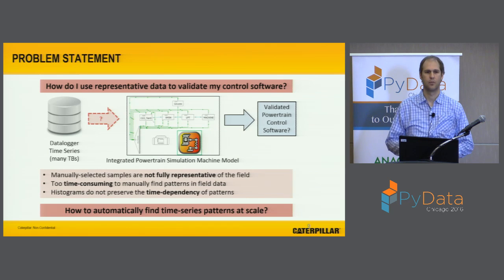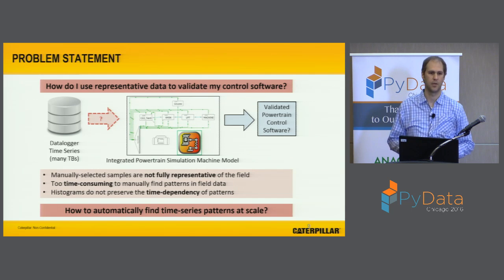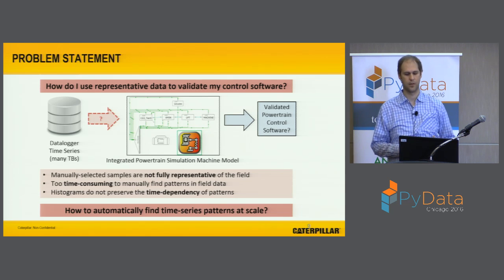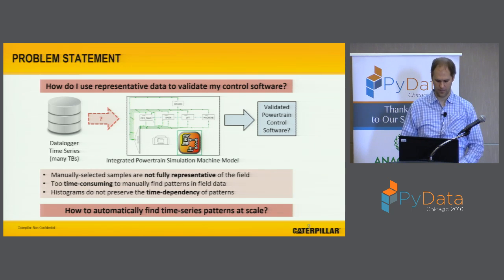histograms of certain, what we call channels, which are the time series, that doesn't work because for powertrain systems, it really doesn't matter in what order things happen, in what gear, with what order you go through gears, whether you're accelerating or decelerating. So the time dependency matters, although those operations can be time dilated, they can be longer or shorter, and they can be time reordered. So I rephrased this problem of how do I use represented data to validate my software as how do I automatically find these time series at scale, these patterns.